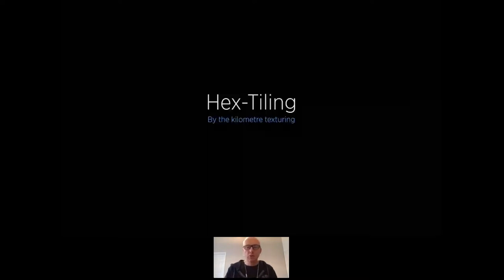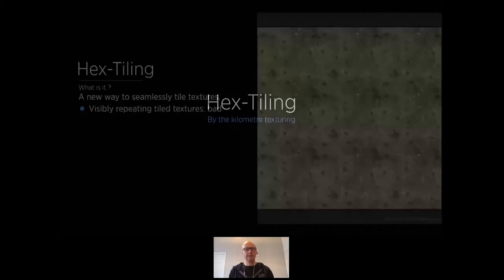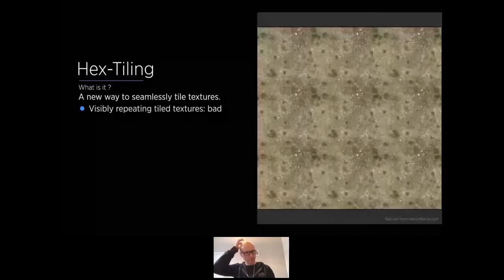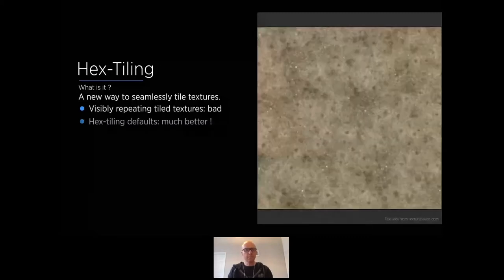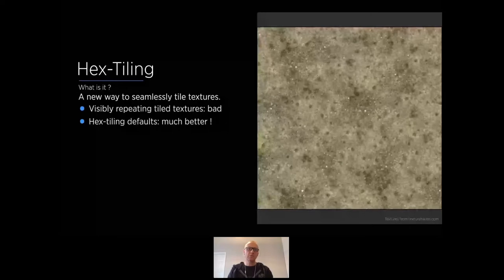So this is one of the new OSL patterns that we are going to release with 24, the X-tiling pattern. So what is it? It's a new way to seamlessly tile textures. So you take a seamlessly repeating texture, you tile it, and you wish you didn't see the repetition, but you do. Enter X-tiling. The repetition is pretty much gone with the default settings. With a couple of tweaks, it can look really good.